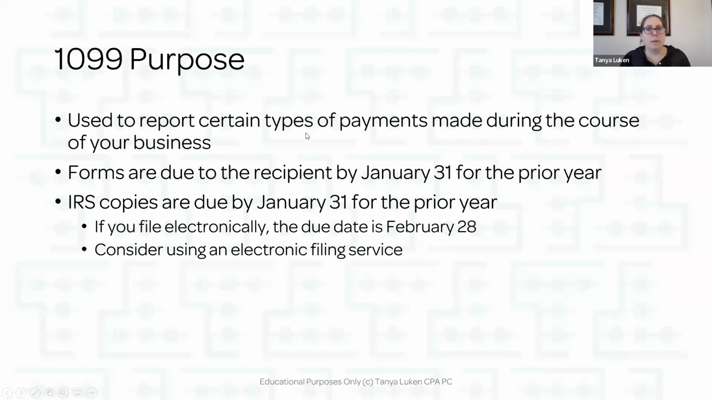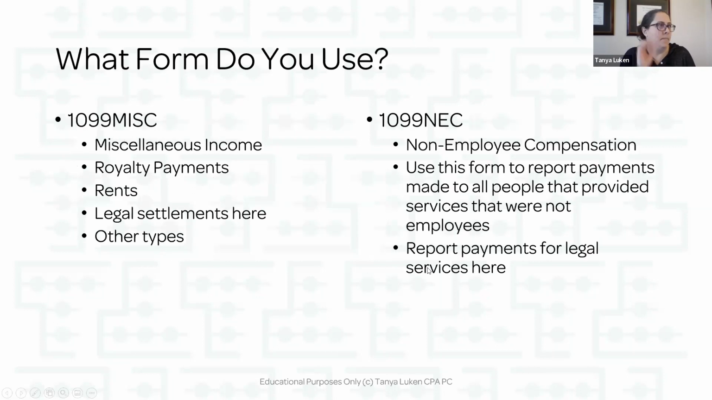Okay, so the purpose of a 1099 is to report certain types of payments that are made during the course of your business. Forms are due to the recipient by the 31st of the prior year, and IRS copies are due by January 31st for the prior year also, unless you file electronically, and then the due date is February 28th. If you use an electronic service like Tax 1099, it would show there, okay?